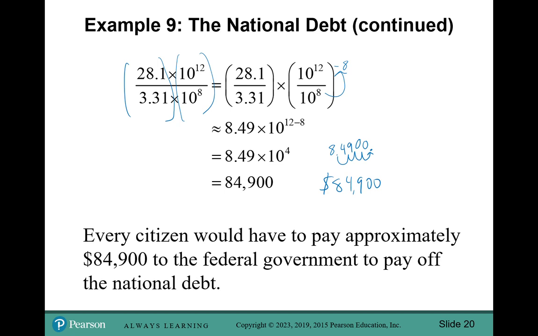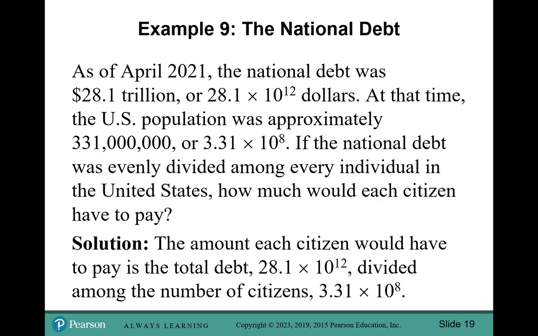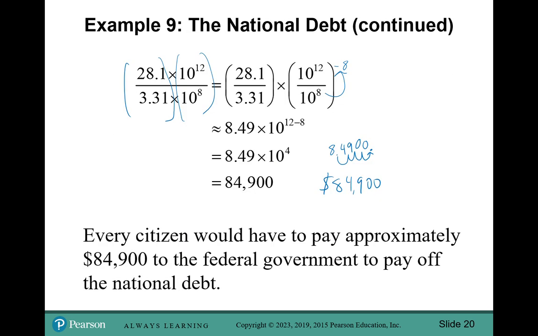That's a lot of money, and that was back quite a while ago. The problem said it back in 2021. And since then, the national debt has gone up tremendously. We each owe a lot, but they keep raising the debt ceiling. Modern problems.